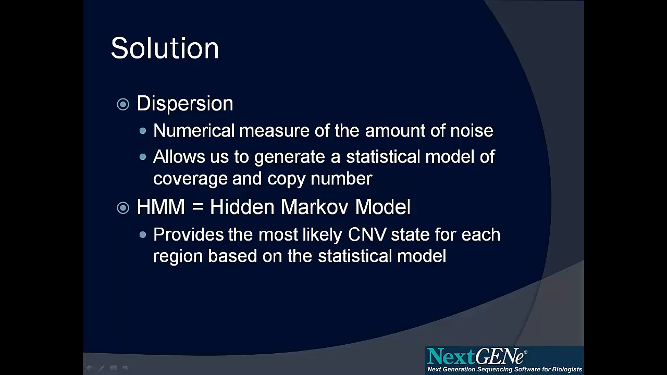There are 2 parts to this algorithm. The first is dispersion. This is our numerical measurement of the amount of noise. And this lets us generate a statistical model of coverage and copy number and how they relate to one another. The HMM stands for Hidden Markov Model, and this will take that statistical model and calculate the most likely copy number state for each region based on that model.